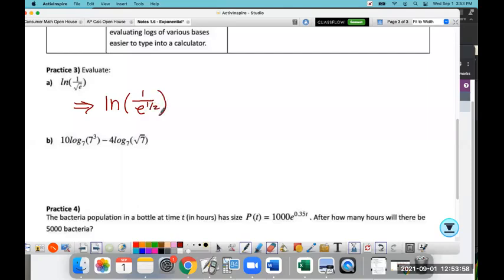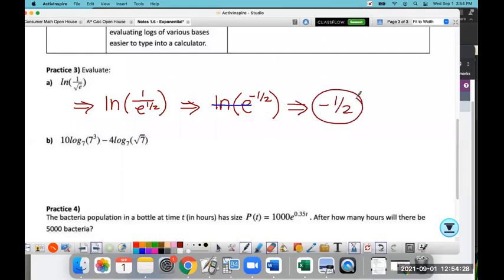And then instead of having that E in the denominator, I'm going to put it into the numerator. And in order to put that E into the numerator, I have to make the power the opposite sign. All right, now I know ln and E are inverses of one another because that ln is technically log base E. So I'm going to cancel them out. And I am left with 1/2, or I'm sorry, negative 1/2. All right, next one.